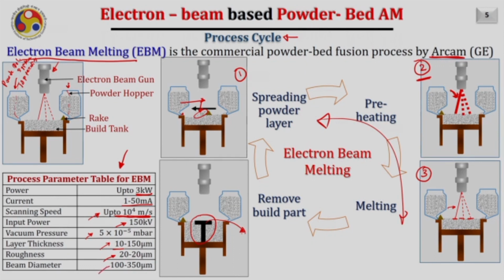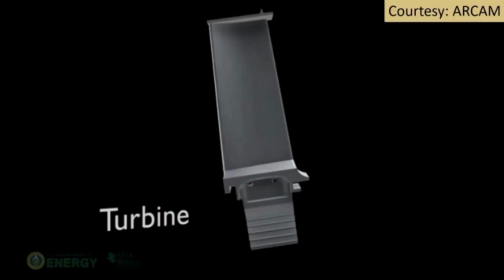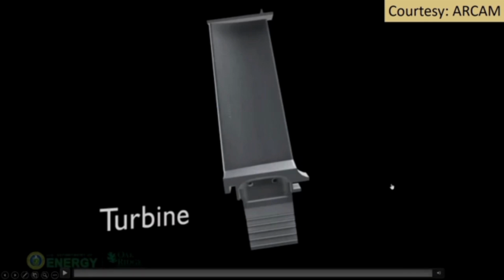And of course, the beam diameter varies usually from 100 micron to 350 micron. Here you can see that the beam diameter is not as low as we can achieve in the case of laser. And this is because after a certain value, the electrons start repelling each other and the diameter of the beam cannot reduce further. So this video will give you an idea how this process works.